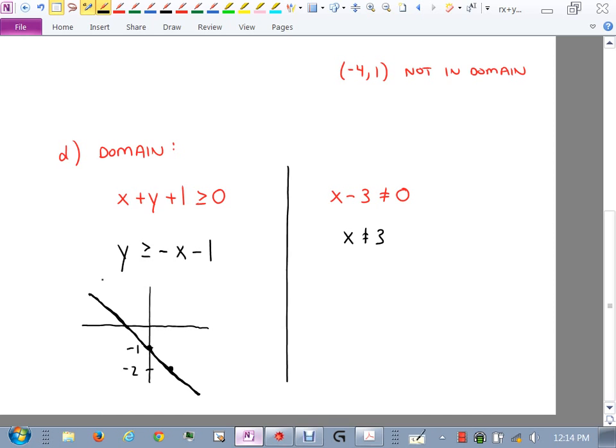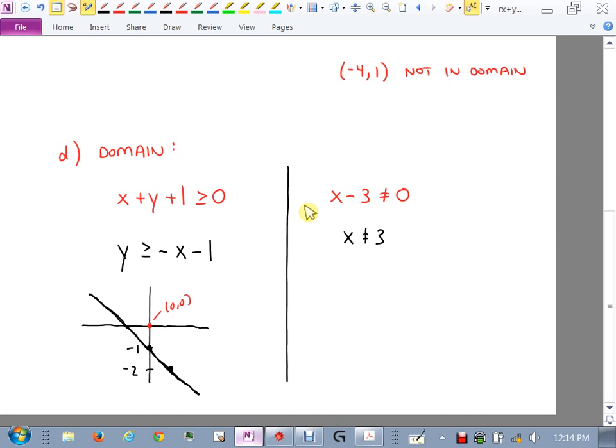How do you figure it out? You can mess with this, but my recommendation, because sometimes this can throw you off, is to just do what's called a test point. Just test something. Like, how about the origin? Does that point live in our solution set? Plug 0, 0 into the original inequality and see if it's true.